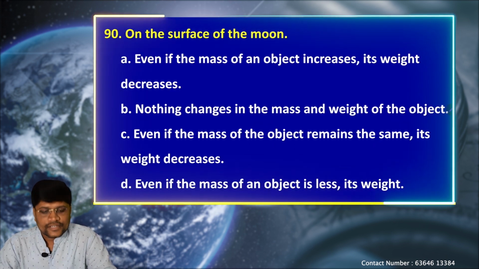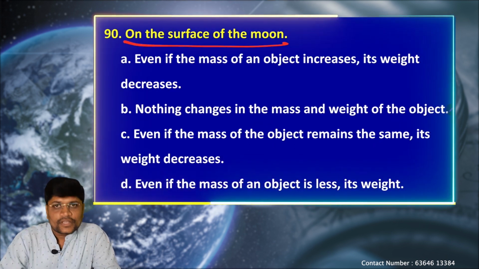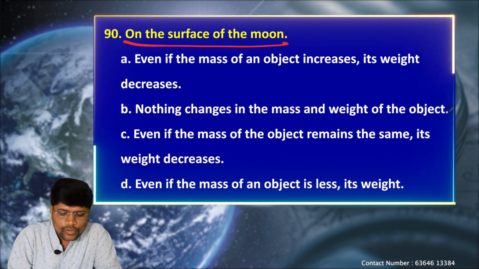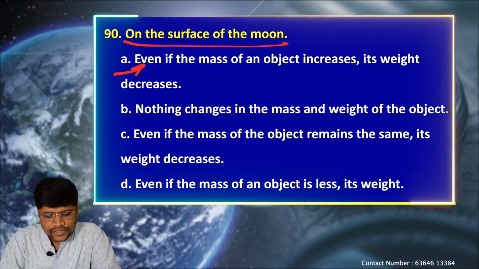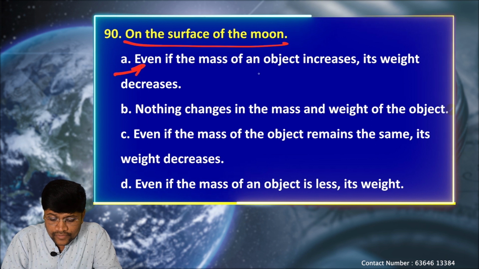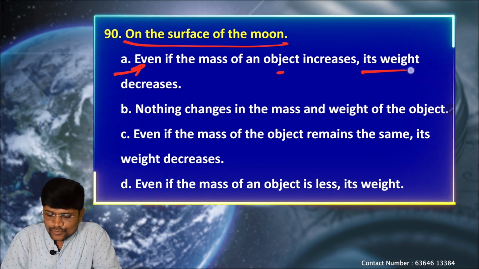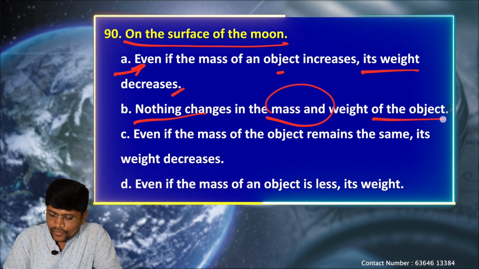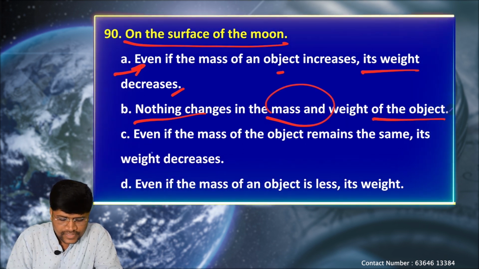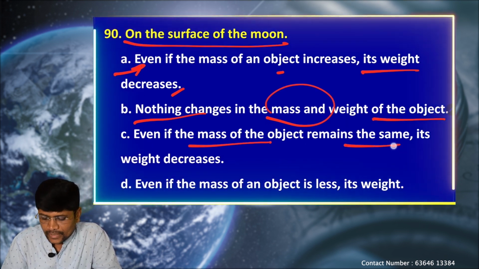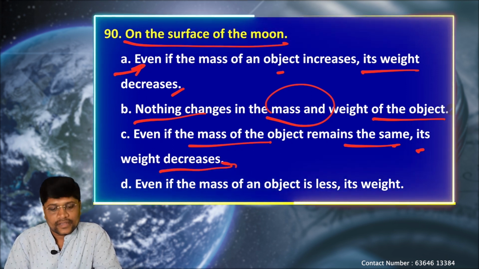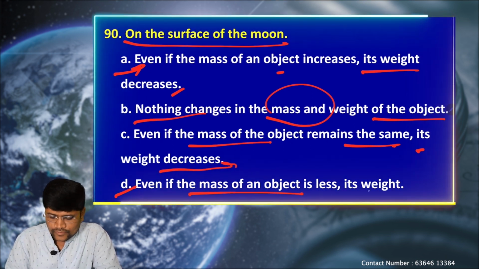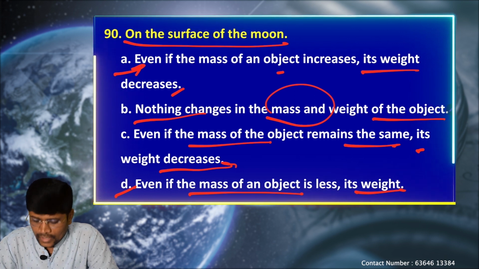Okay, next question, on the surface of the moon. Okay, so what are the consequences? We'll see. First one, A, even if the mass of an object increases, its weight decreases. B, nothing changes in the mass and weight of the object. C, even if the mass of the object remains the same, its weight decreases. D, even if the mass of the object is less, its weight remains constant.